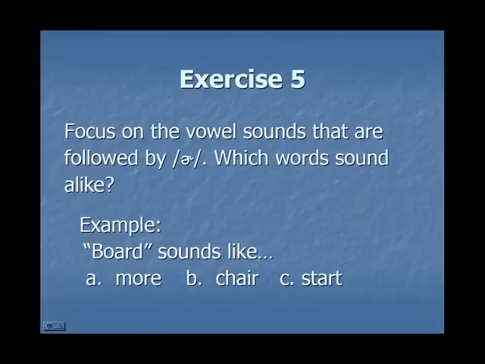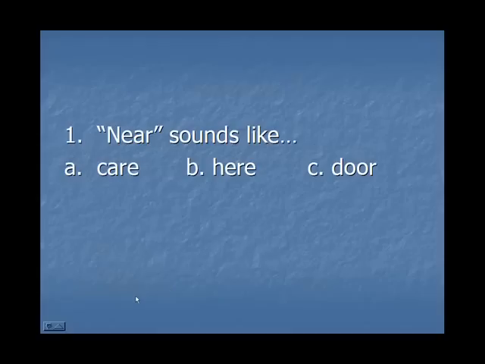Exercise 5. Focus on the vowel sounds that are followed by R. Which words sound alike? Example. Bored sounds like A, more, B, chair, C, start. Answer. More. Bored, more. Number 1. Near sounds like A, care, B, hear, C, door. Answer. Here. Near, here.